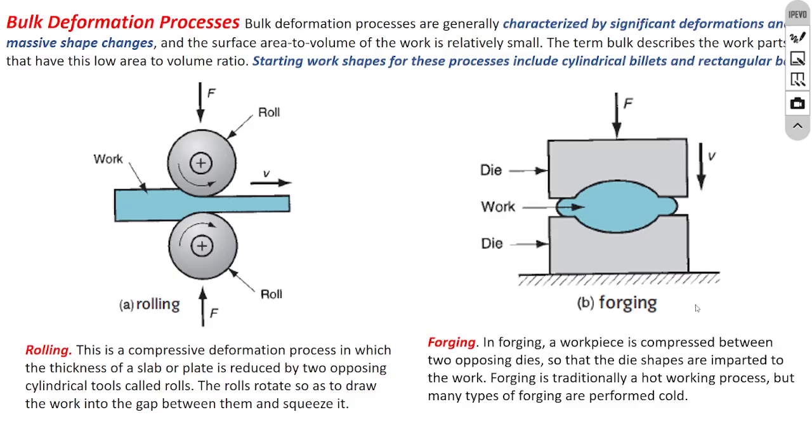In forging, a workpiece is compressed between two opposing dies so that the die shapes are imparted to the work. Forging is traditionally a hot working process. To be able to deform the body drastically, very great forces are needed. If we deform the body at room temperature, the order of the forces will be a few hundred tons.